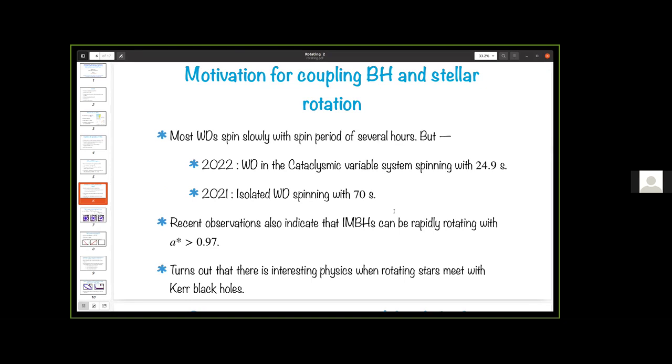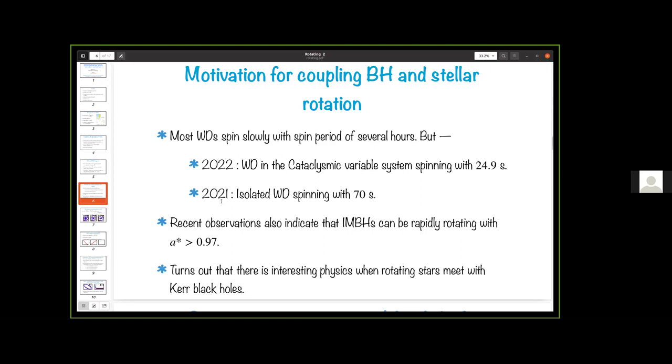However, in a recent observation in 2023, Cao et al. reported one tidal disruption event due to a black hole with mass 10 to the power 5 solar mass and dimensionless spin parameter a star greater than 0.97. And this basically shows that some interesting physics can occur when we study IMBH systems. On the other hand, the theoretical and observational aspects of spinning white dwarfs have been studied for many decades.